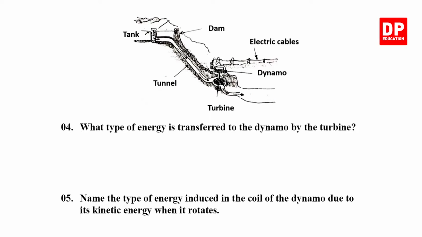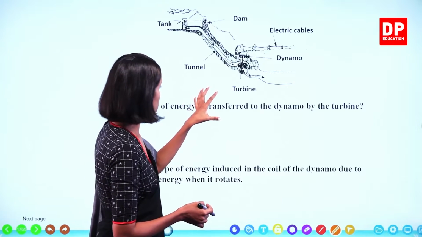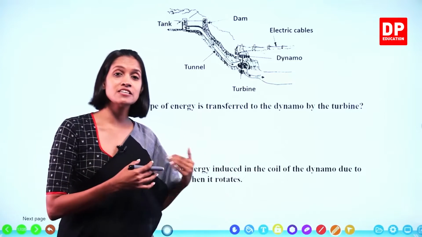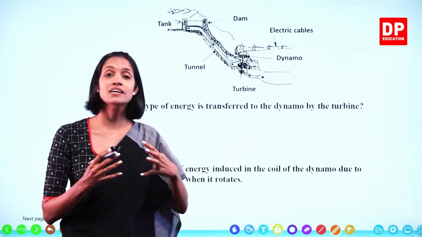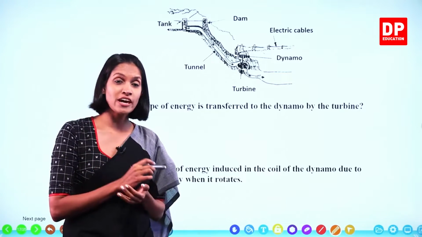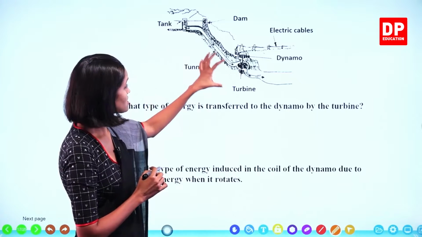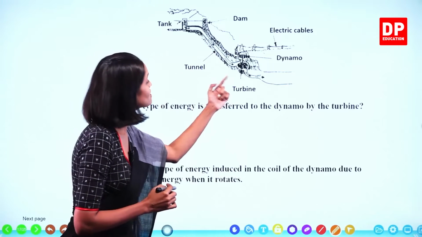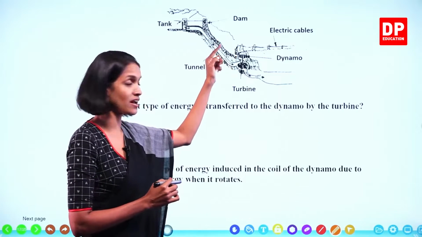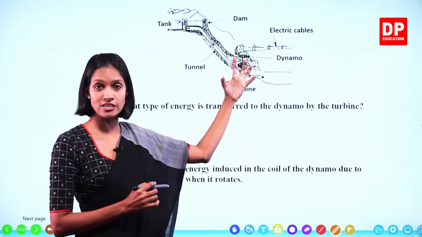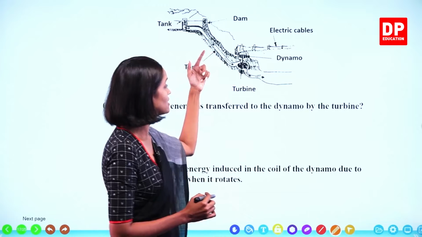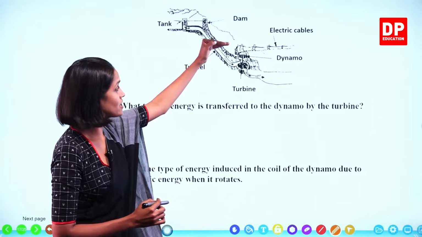Right. Next one. What type of energy is transferred to the dynamo by the turbine? Now you all know in the electricity lesson we learned that the dynamo has a large magnet inside. Right? The magnet is connected to the axis. Now to the axis, the turbine is connected. So when the turbine rotates, it makes the axis of the dynamo also rotate, and thereby the magnet inside also rotates. Right? So what type of energy is transferred to the dynamo by the turbine?